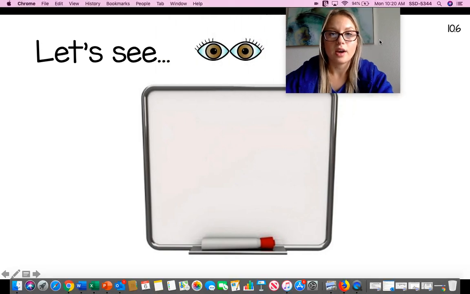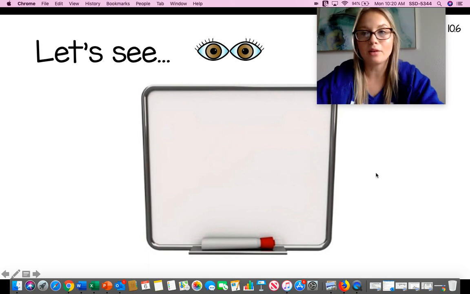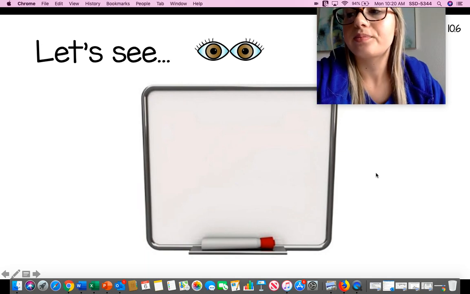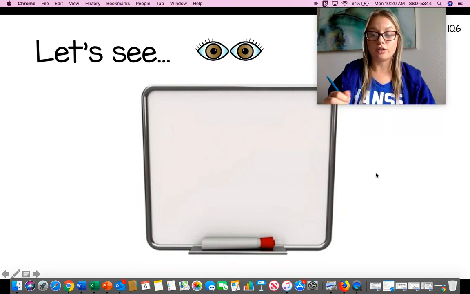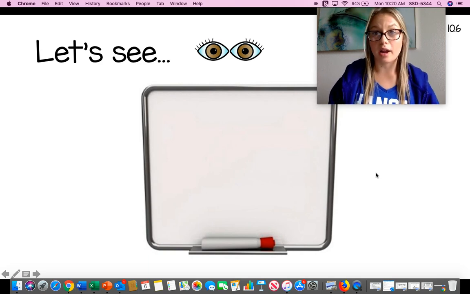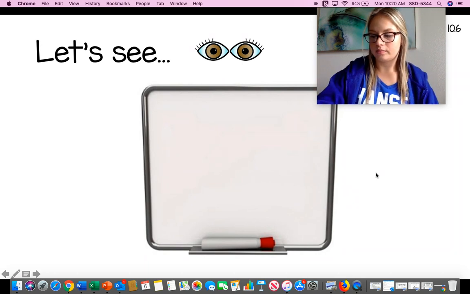Let's see. Okay, if you have a whiteboard, you can use your whiteboard. If you don't, you can just watch me. I don't have a whiteboard at home either, so I'm just going to use a blank piece of paper. I want to draw a circle. A circle is a 2D shape because I can draw a circle, right? So I have a piece of paper here, and I'm just going to draw a circle. I'll use this.